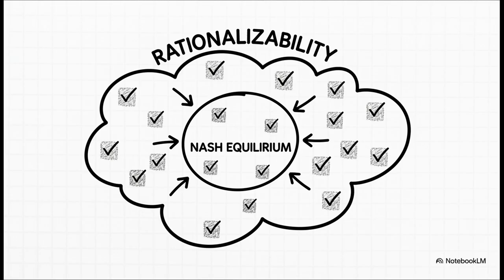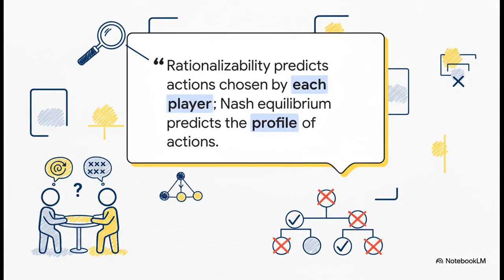The real value here is that rationalizability maps out the entire universe of what's logically possible when people are just thinking things through from scratch. You know, the game theorist Martin Osborne put it perfectly. He said that rationalizability predicts the actions of each player, while a Nash equilibrium predicts the profile of actions for the whole group. One is a set of individual possibilities, the other is a single, stable group outcome.